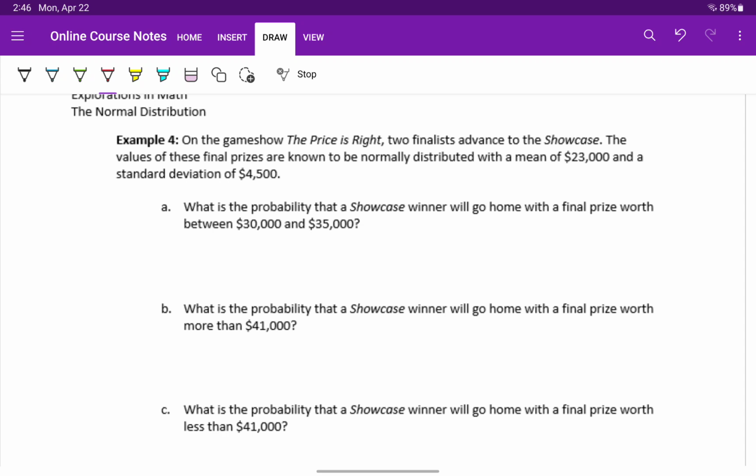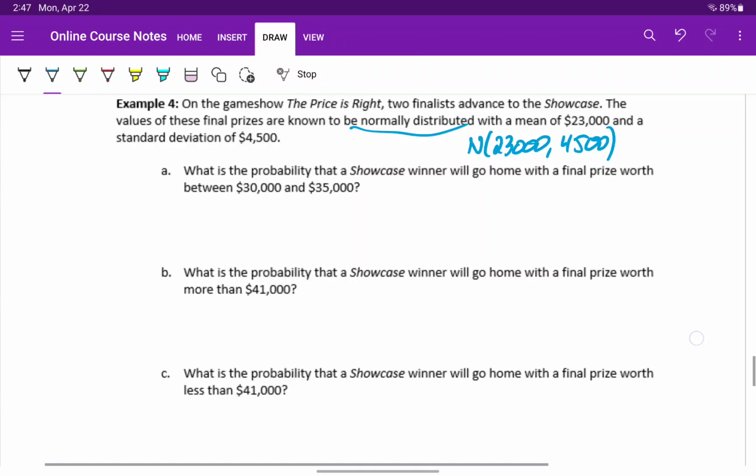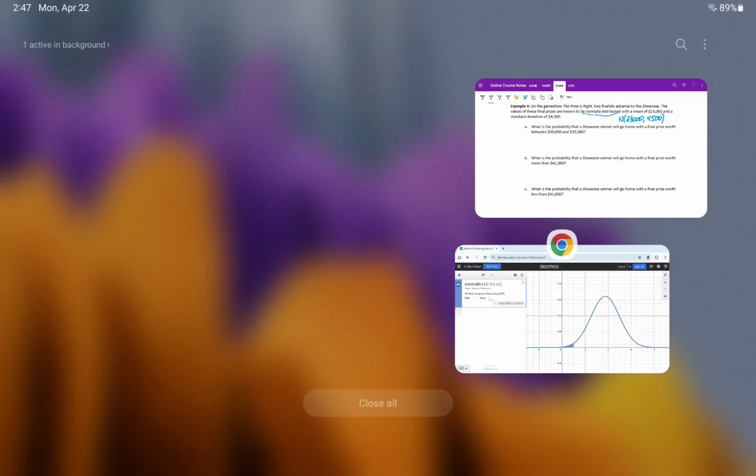In example 4, the game show The Price is Right has 2 finalists advance to the showcase, where they bid and then hopefully win that final prize. The values of these final prizes are known to be normally distributed with a mean of $23,000 and a standard deviation of $4,500. So we have that key language about it being normally distributed. Our mean is 23,000, standard deviation is 4,500. In part A, we want to find the probability that a showcase winner will go home with a final prize worth between $30,000 and $35,000.